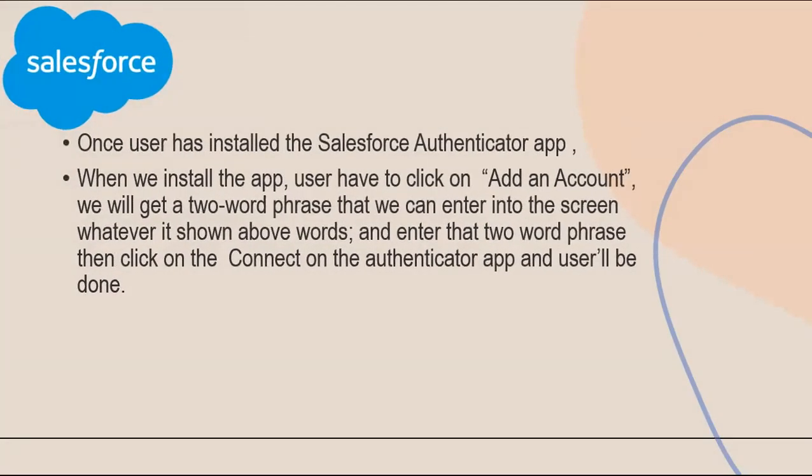Once the user has installed the Salesforce Authenticator app, the user has to click on add an account. We will get a two-word phrase that we can enter into the screen shown above. The two-word phrase will show on the mobile screen only. So we have to enter those words in the laptop screen, in the field shown above, and enter the two-word phrase. Then click on Connect on the authenticator app, and the user will be done.